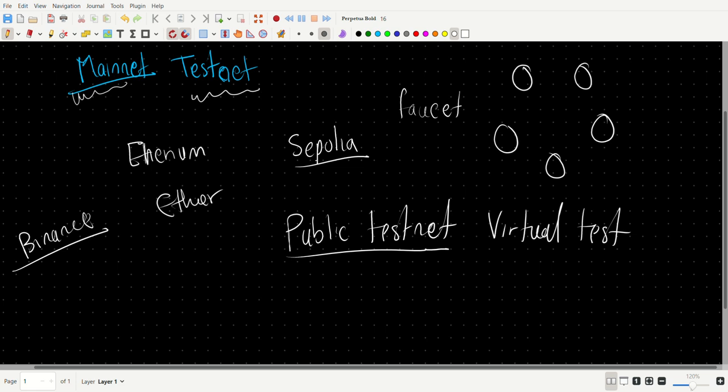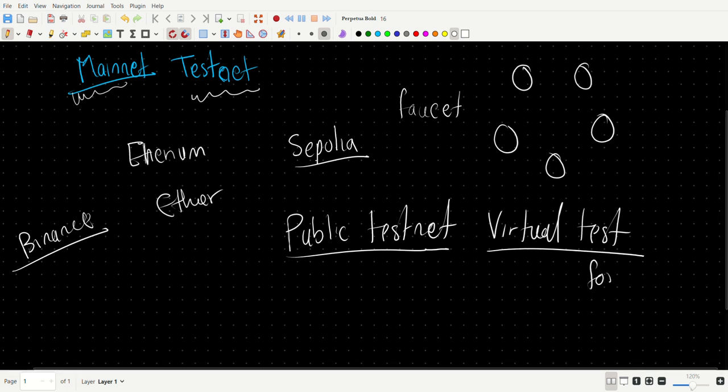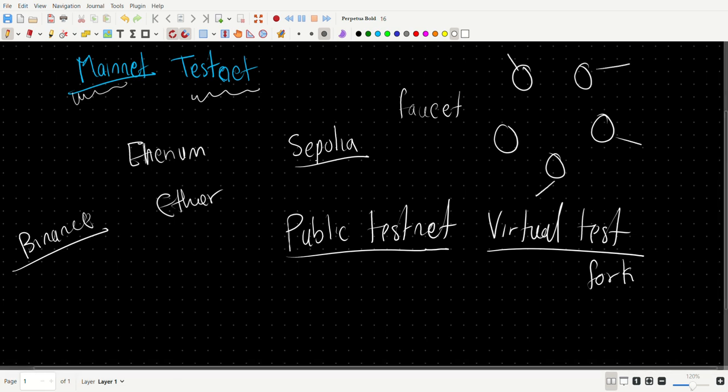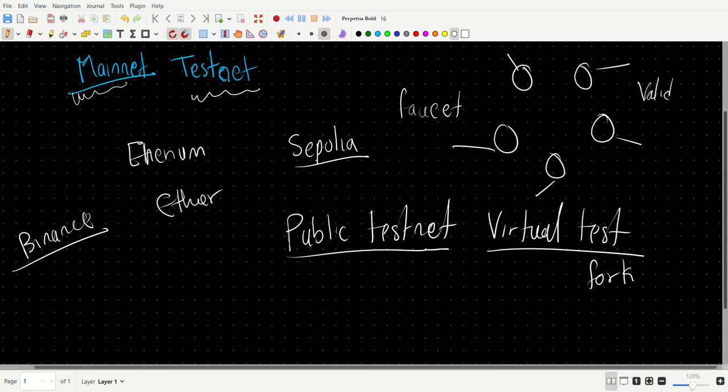Now, a virtual testnet is like a fork of a real testnet. Then you can adjust it by yourself. In a virtual testnet, you're not going to have different computers running everything. You understand? In a virtual testnet, you are the one doing everything. You are the validator, you are the initiator of a transaction, you can set everything. It's just like a customized version.